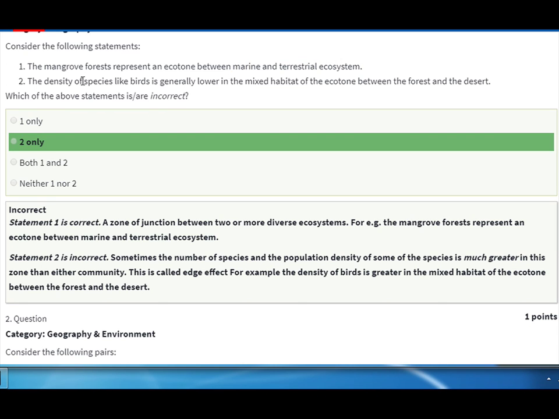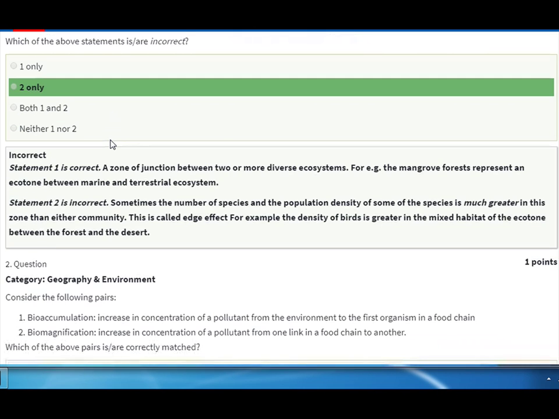So it is correct. And second, the density of species like birds is generally lower in the mixed habitat of the ecotone between the forest and the desert. No, here it is not correct, because the density of some species like birds is generally high, not lower. So it is incorrect. So what is incorrect here? Only two is incorrect, the other is correct. So only two is the answer.